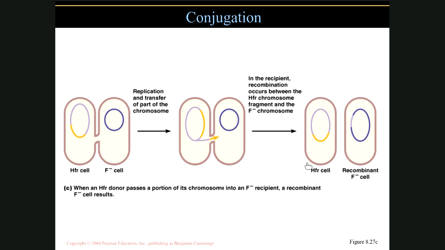And so the HFR cell sends over a copy of some chromosomal DNA, and the recombinant cell is still F minus, but it's got some new DNA, which may be beneficial. So does that clarify that? Yeah, thank you.